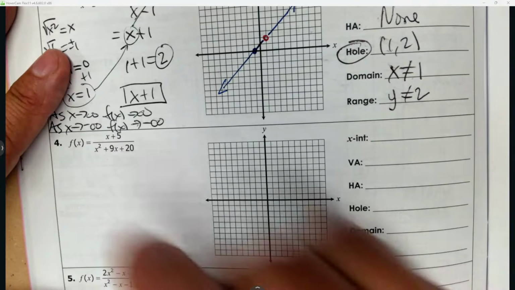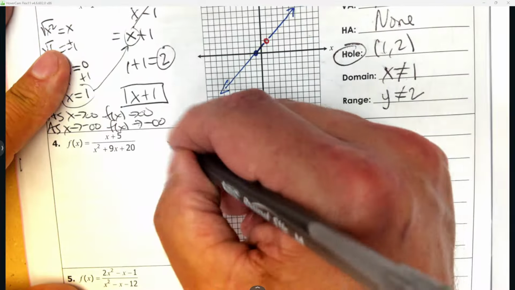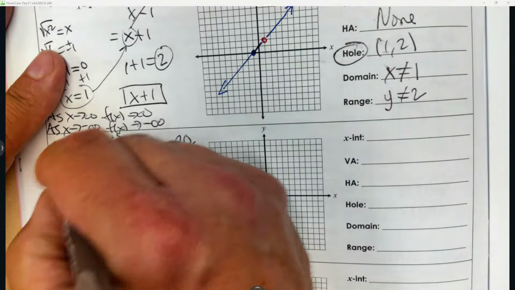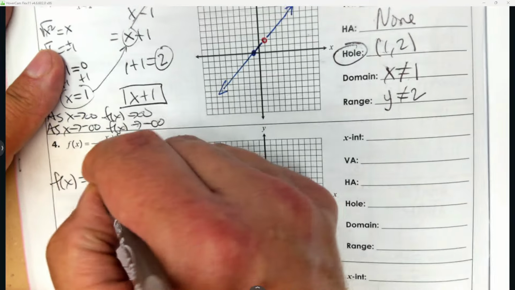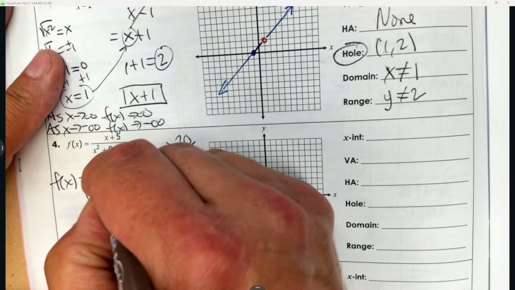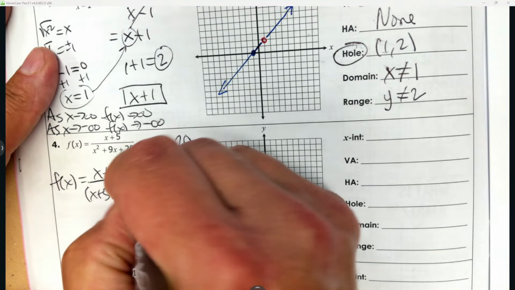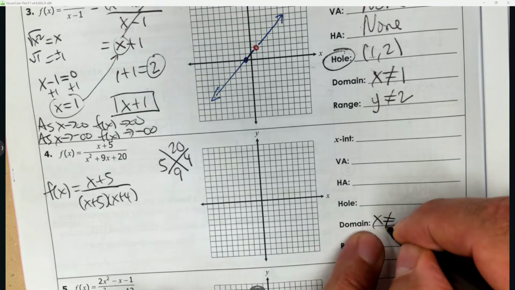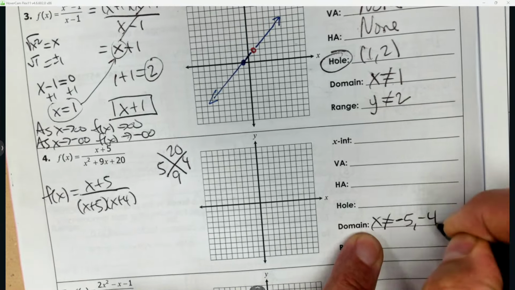Number 4, I'm just going to go for it. I'm going to factor the denominator. So that's a diamond, simple diamond, 5 and 4. So I'm going to write that in, 5 and 4. Right now I'm going to write down the restriction from the bottom. So what can x not be from the denominator? Negative 5 and negative 4.